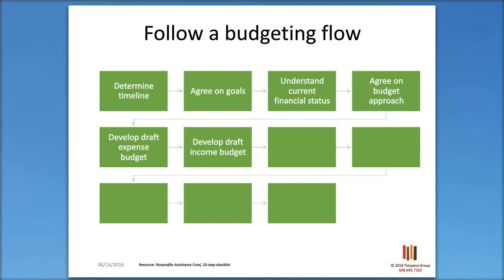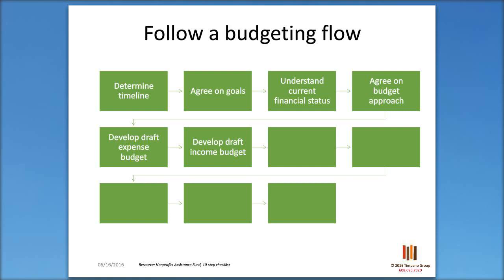The next step then, drafting your income budget. And again, remembering that this is not that match process of saying, well, we've developed our draft expenses, so we're just going to match an income to that. This is really looking at projecting your income based upon current fundraising and revenue activities.